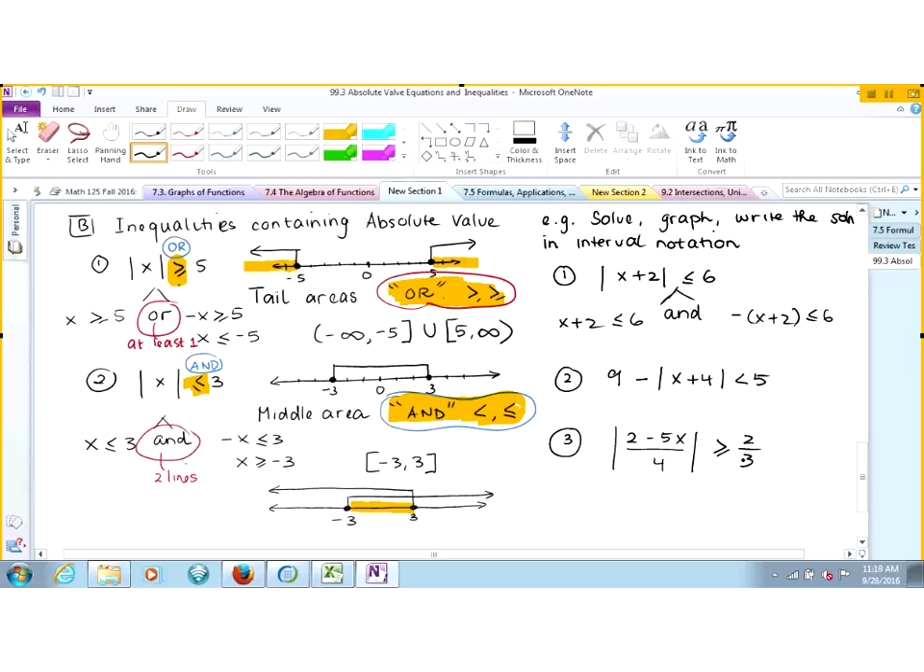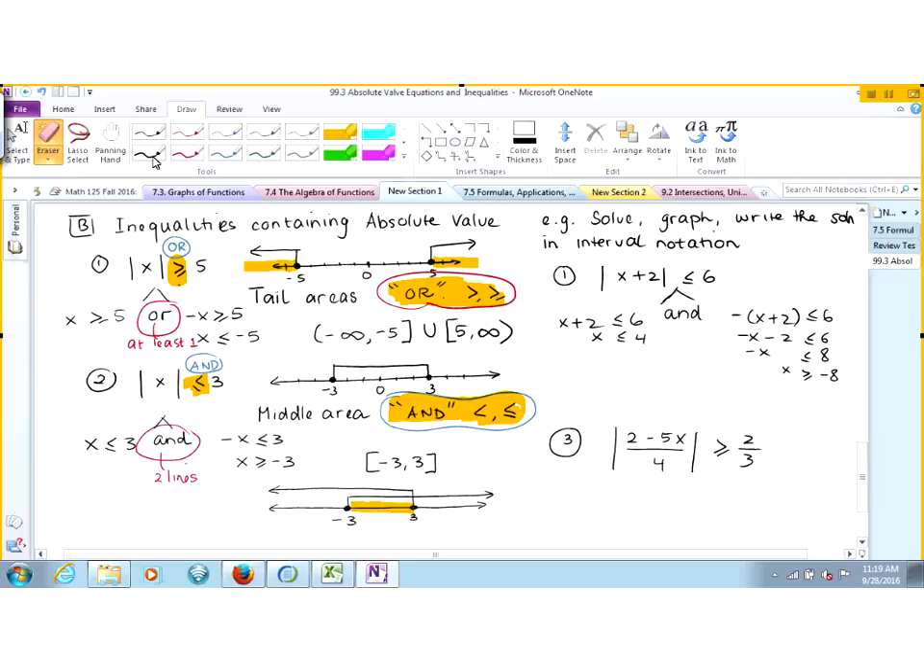Okay, so let's do it. You done with one? Okay, what was the answer? -8 and 4. Oh, okay. So x is less than or equal to 4, and negative x minus 2 less than or equal to 6. Negative x less than or equal to, is it 8? Okay. So x is greater than or equal to -8, right? Okay, good. Now we have to draw, don't we?